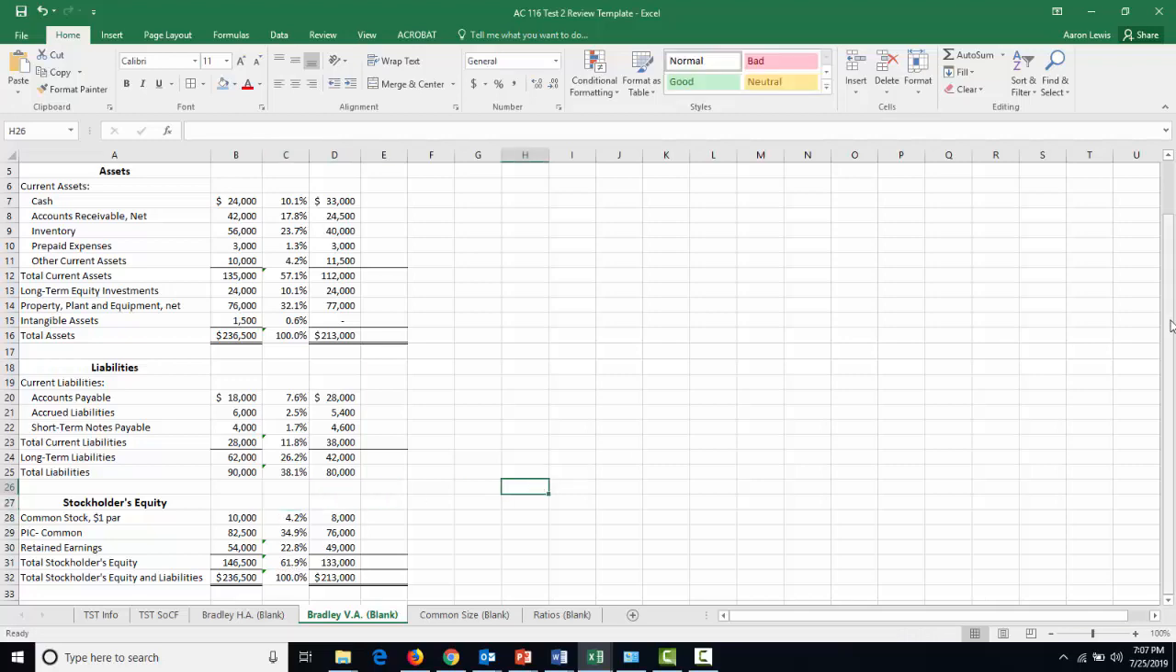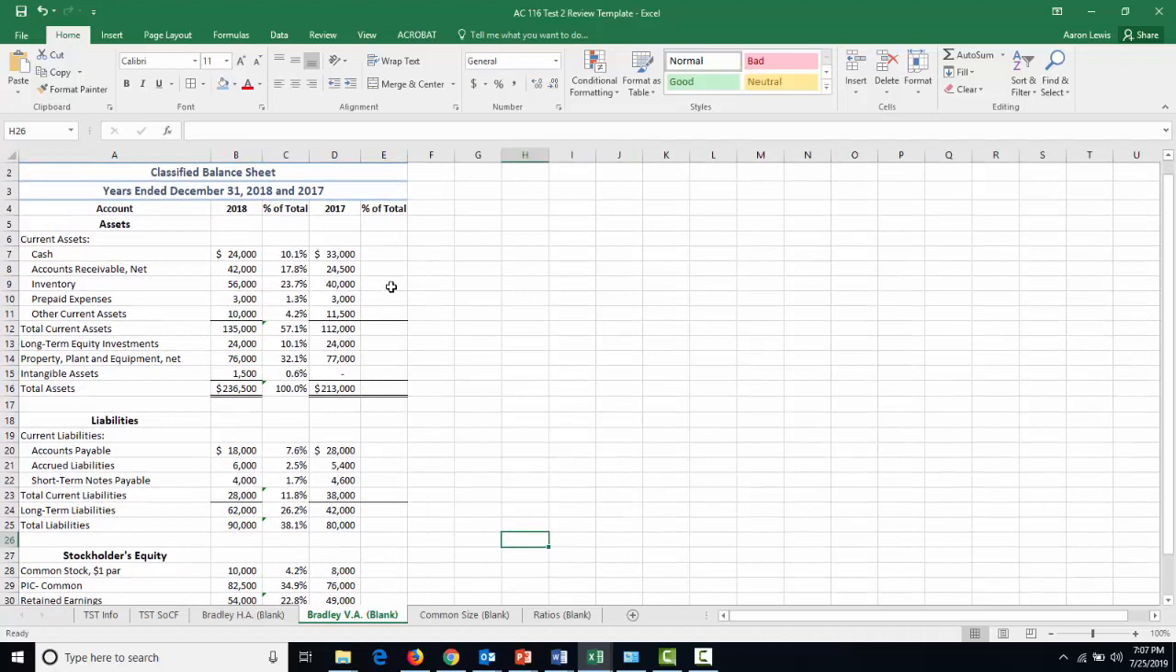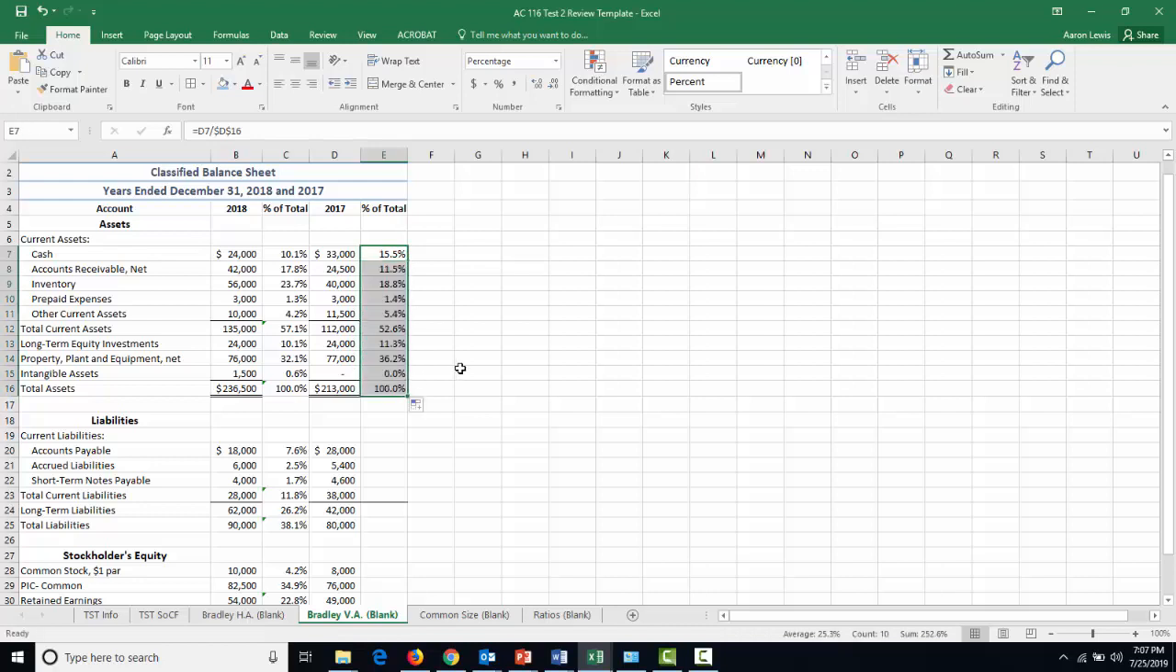Well, this is great, but we have nothing to compare to, so we have to go through and do the same concept for our 2017 numbers. So let's click in the first cell. We're going to hit equals the amount of cash we had in 2017 divided by our total assets, which is our base number. We want to make it absolute, so we hit F4, so it changes to $D$16. We hit enter, and from there we can just fill handle on down. And we're going to come up with the following numbers.